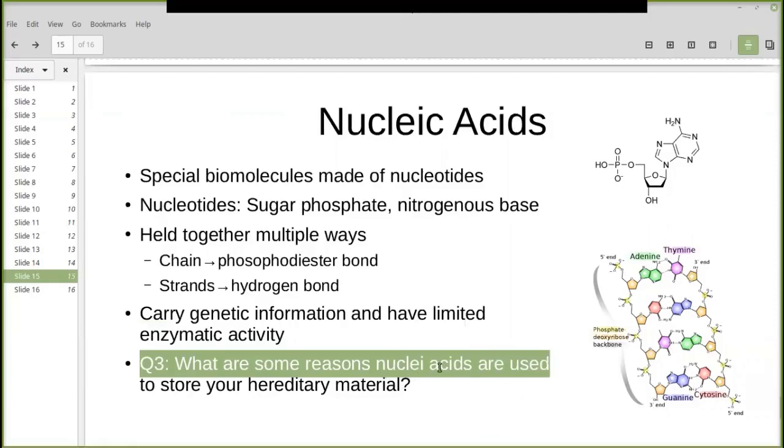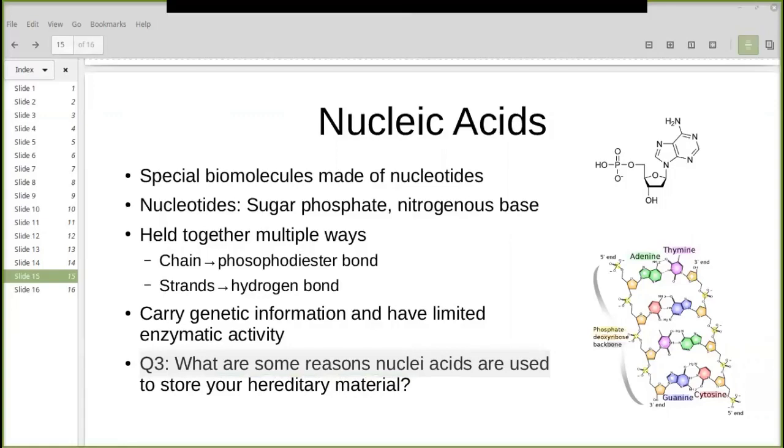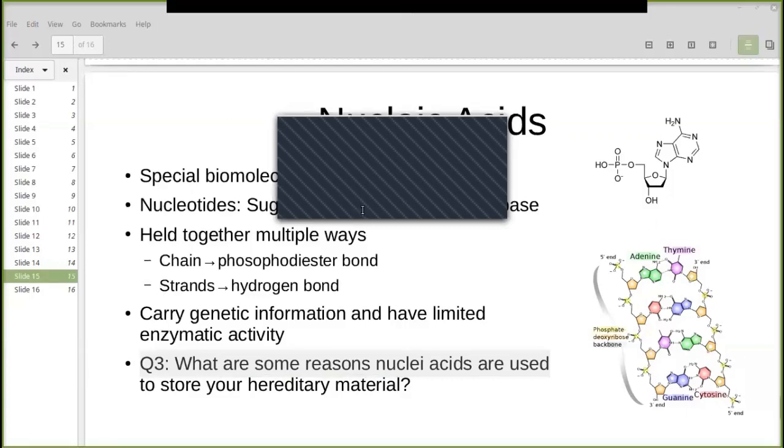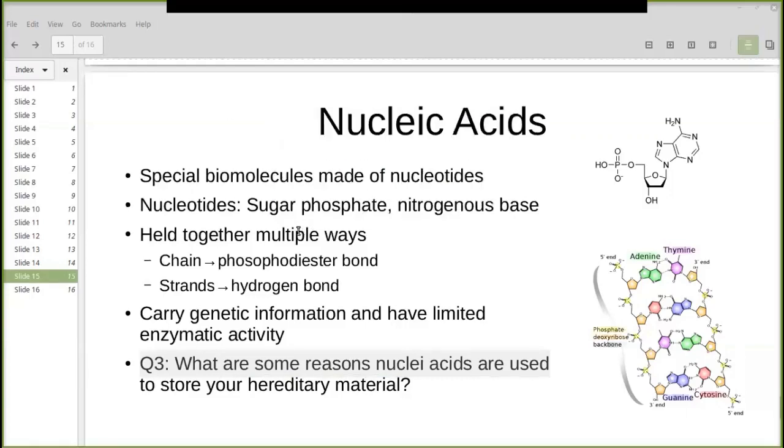Why do you think it's so good at the job? So I'll throw that to the class. Why do you think DNA is used as a hereditary material and other molecules aren't? What makes it so great for that?